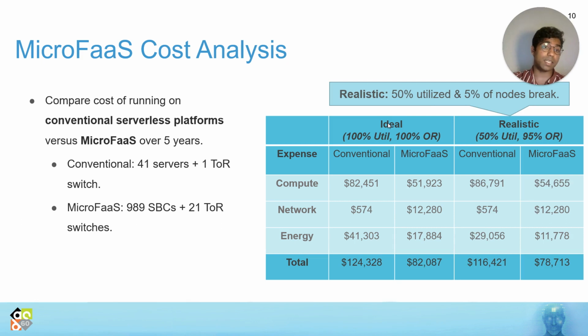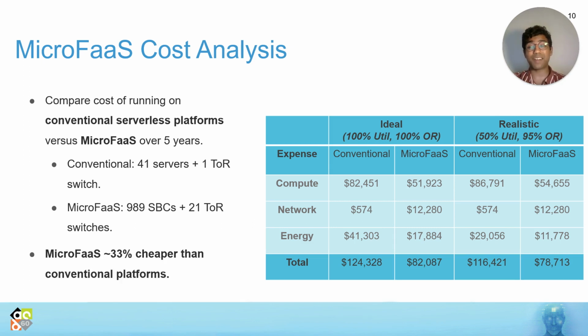Then realistically, we have a 50% utilization rate, which means that only 50% of the time are these platforms being used, and a 95% online rate, which means 5% of the nodes will break over the 5-year period. Even in this case, we still see that MicroFaaS requires a lot less money than the conventional case. In fact, MicroFaaS is 33% cheaper than the conventional platforms.